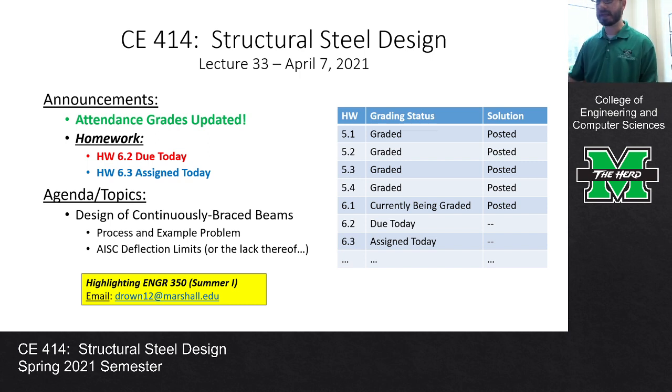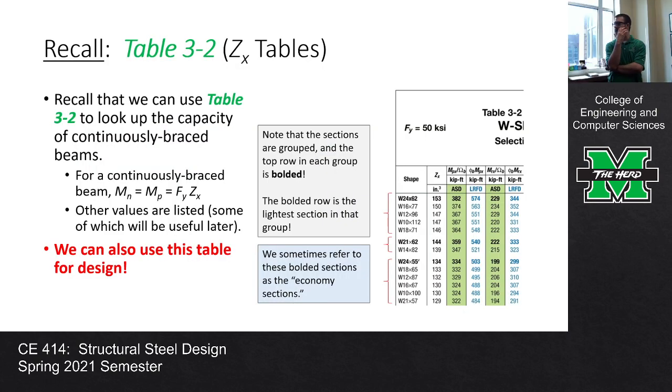Okay, so let's get into beams. I want to start with table 3.2 because table 3.2 is really where design starts. Even for discretely braced beams, table 3.2 is going to be a very valuable aid to us. Now, keep in mind that table 3.2 is written based off of an Fy of 50 ksi. We can still use this table for continuously braced beam design.